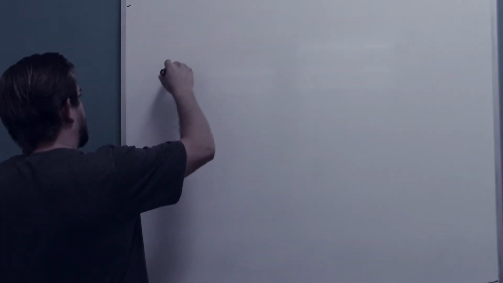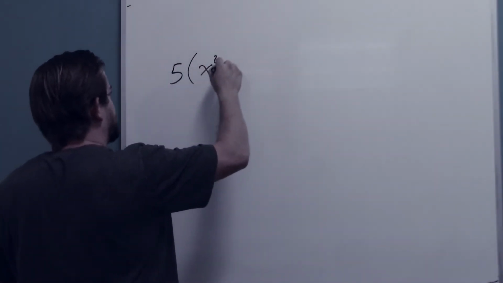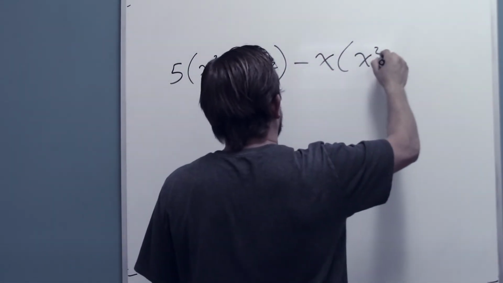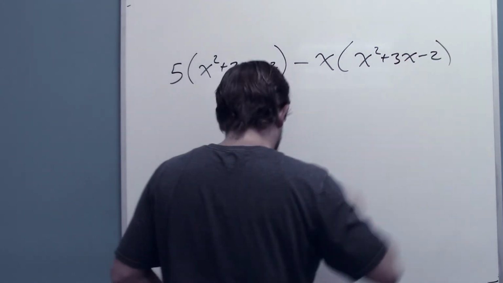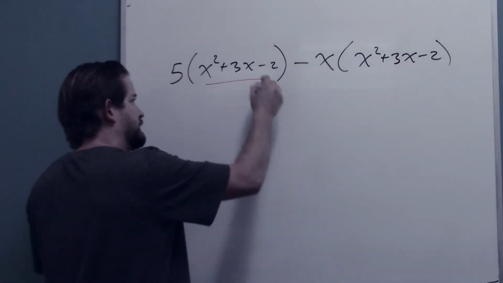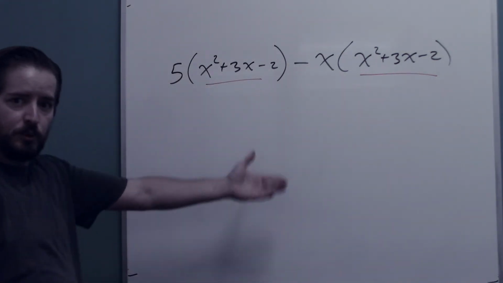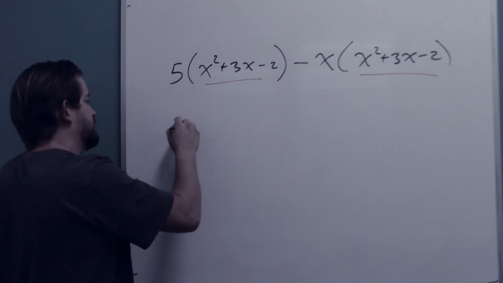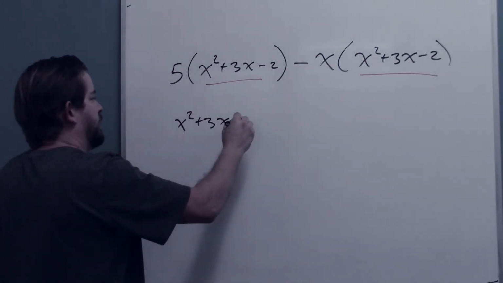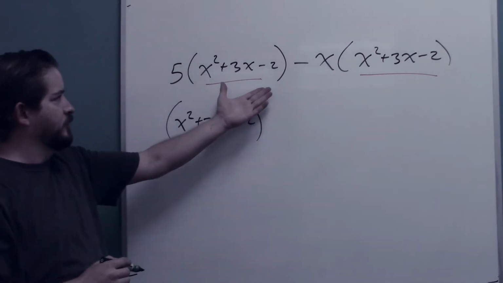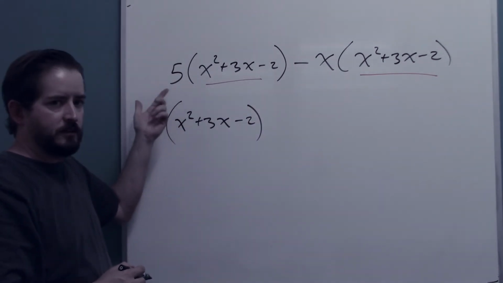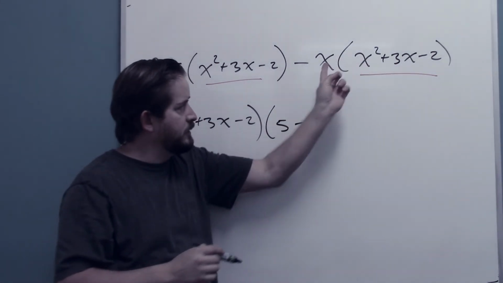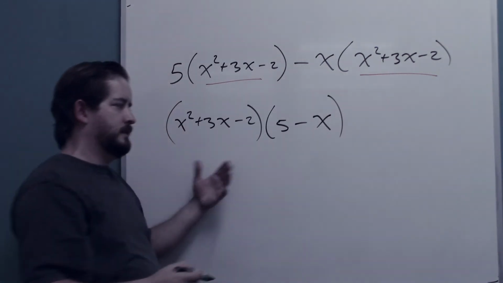Might get bigger, right? I might have something like, say, 5 times x squared plus 3x minus 2 minus x times x squared plus 3x minus 2. As long as I have the same polynomial, right, I can pull that out and factor it. This polynomial comes out as x squared plus 3x minus 2. Again, just divide it from both terms. If I divide it here, it just cancels out and leaves me with a 5. Minus, if I divide it here, it just cancels out and leaves me with the x. And I'm factored.